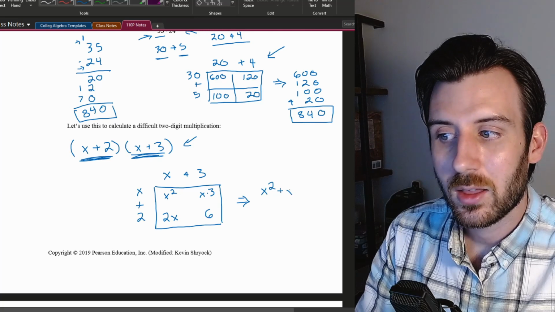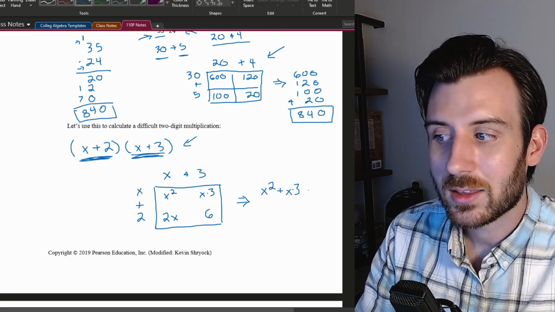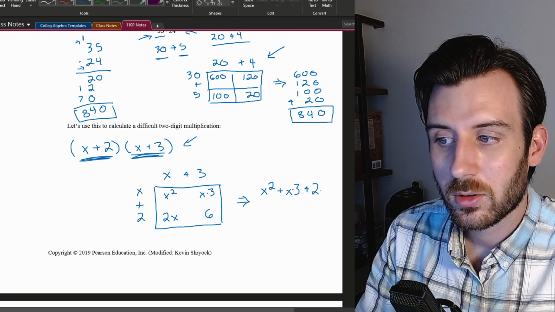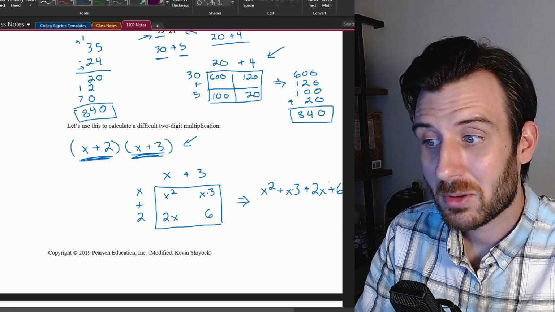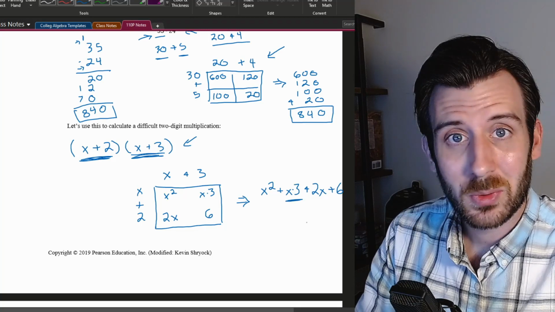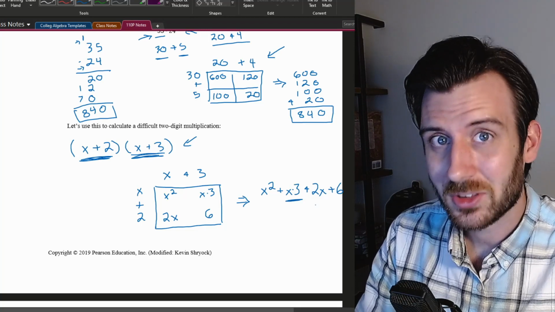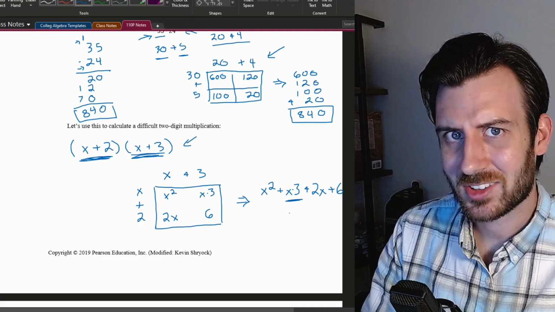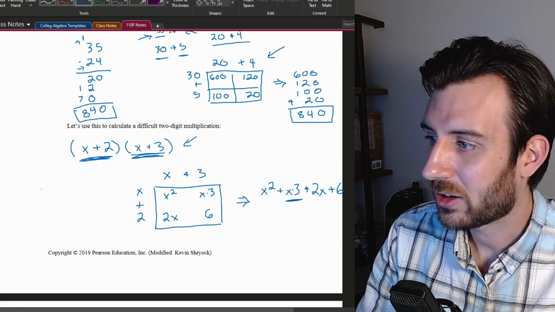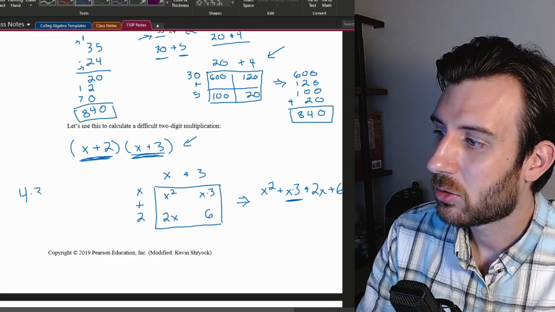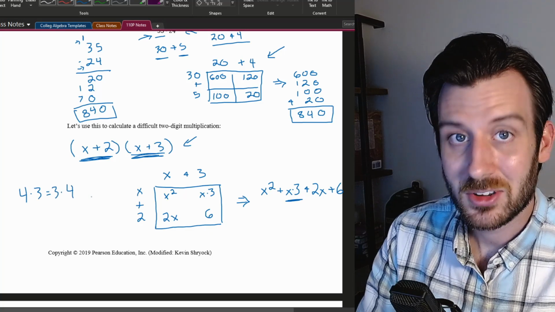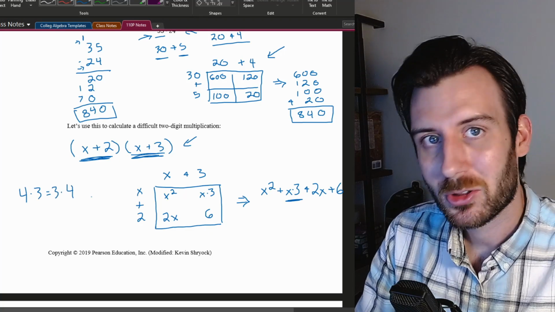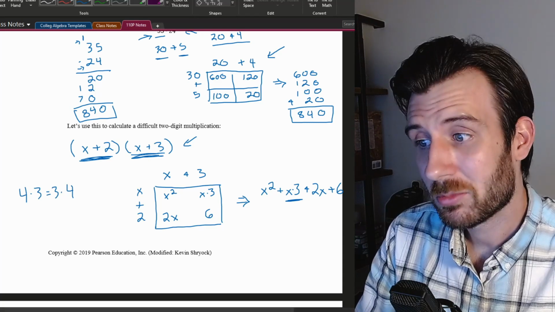I get 3's. I get 2x's. And I get 6. Now some of you may be recognizing that we could rewrite this as 3x's, because x3's and 3x's is the exact same idea. Don't believe me? Let's check it out with numbers. Is 4 times 3 the same thing as 3 times 4? Absolutely. And just to recall some of the vocabulary we learned earlier, this is what we call the commutative property.